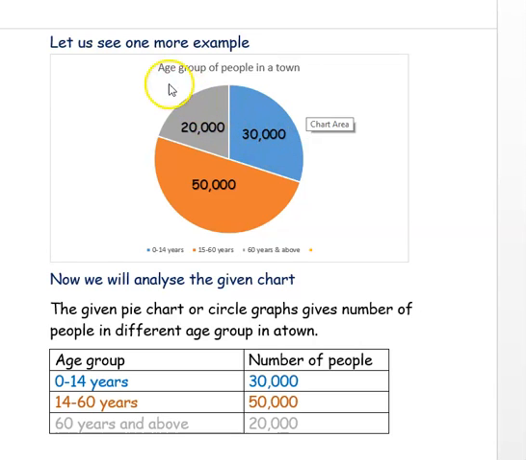The pie chart gives the detail of the age groups of people living in a town. So different age groups of people are living in a town. The given pie chart, a circle graph, gives the number of people in different age groups in a town. For the age group 0 to 14 years, 30,000 people fall under this group. And then next, for 15 to 60 years, 50,000 people come under this age group. Similarly, for 60 years and above, there are 20,000 people living in the town.